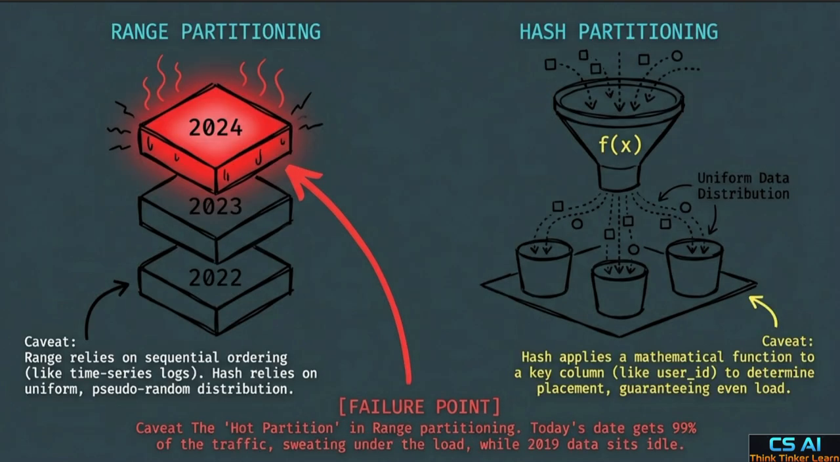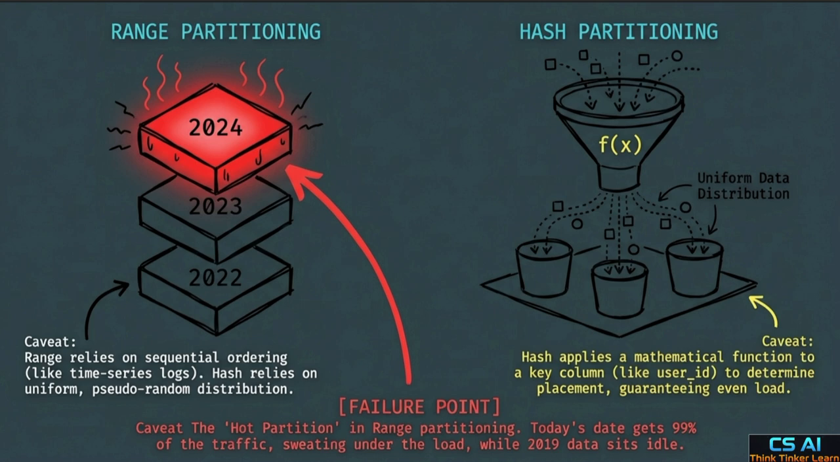Let's compare two types of partitioning, range partitioning and hash partitioning. Range partitioning divides data based on a range of values, typically chronological, like 2024, 2023, 2022. The caveat is that range relies on a sequential ordering like time series logs. The major failure point here is the hot partition. In our example, today's date gets 99% of the traffic, sweating under the load, while 2019 data sits idle.